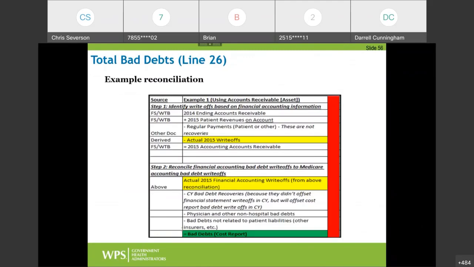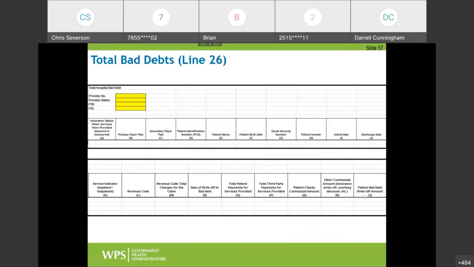Now, again, this charity that's reported on the bad debt listing, that's all of the charity that's ever been applied against this claim. So it's not going to match up necessarily with your current year charity. It could, but chances are it probably relates to a prior year as well.